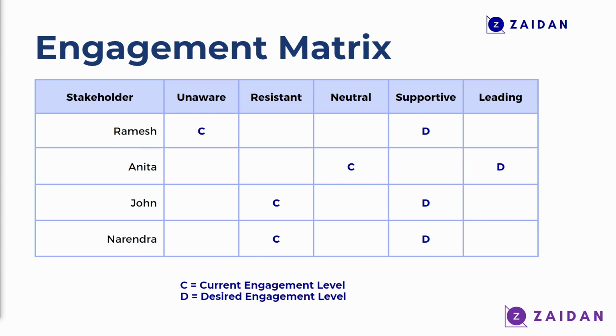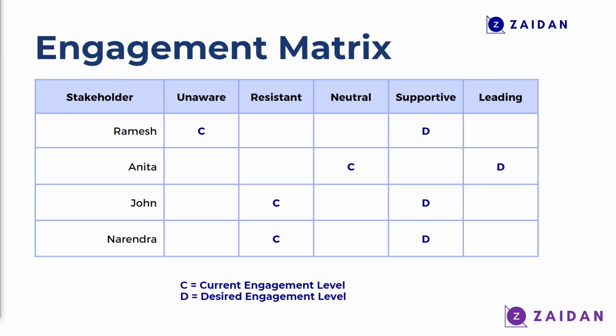As we can see in this example, Ramesh is currently unaware of the project, which means he may not even know that a project exists and what the outcomes are. And your desired engagement level is supportive. So you need to talk with Ramesh and make him aware of the project and the outcomes of the project, and have an engagement plan where you can move him towards being a supportive stakeholder of the project. Anita here is neutral, which means she is aware of the project, but she is neither supportive nor resistant. Now in this case, you want Anita to be leading the project from the front.